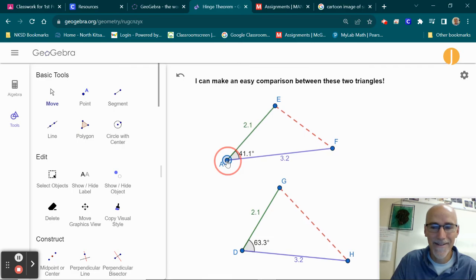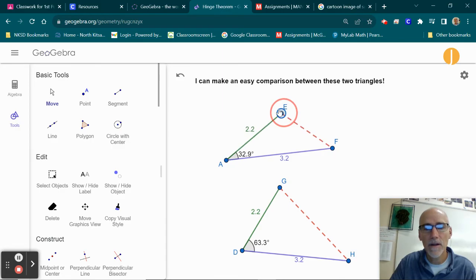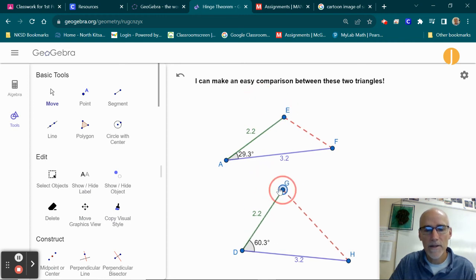Okay, so don't mess with point A. I want those two to stay, the greens to stay the same and the purples to stay the same. So shoot, I should have fixed A somehow. All right, anyways, so that's an easy comparison, right? How about the red dashed segments over there? Can you make a conclusion about those red dashed segments?